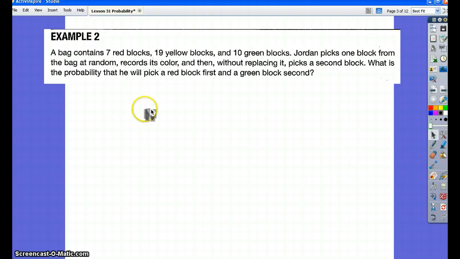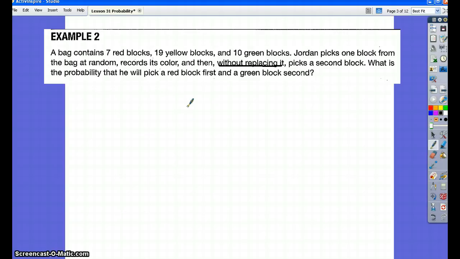Okay, let's look at example number 2. So in this example, a bag contains 7 red blocks, 19 yellow blocks, and 10 green blocks. Jordan picks one block from the bag at random, records its color, and then without replacing it, I'm going to underline that, picks a second block. What's the probability that he will pick a red block first and a green block second?